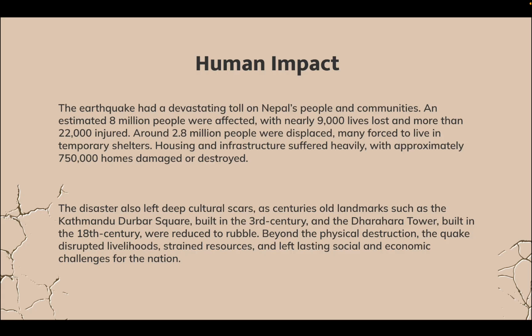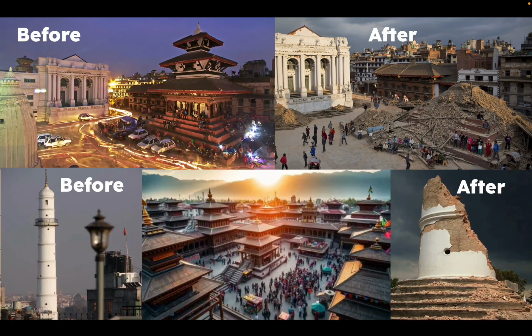And not just homes, Nepal also lost important pieces of its cultural heritage, like the Kathmandu Darbar Square, which was built in the 13th century and took a really long time to build, finishing in the 18th century, and the historic Dharahara Tower, which was also built in the 18th century. This disaster didn't just damage infrastructure, it disrupted lives, livelihoods, and communities, creating long-term challenges for recovery and stability in the region.